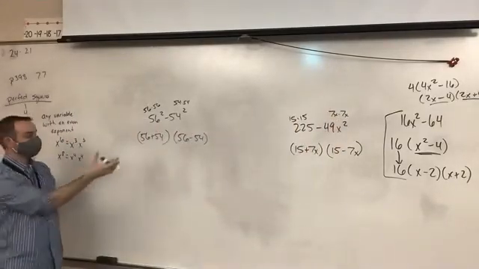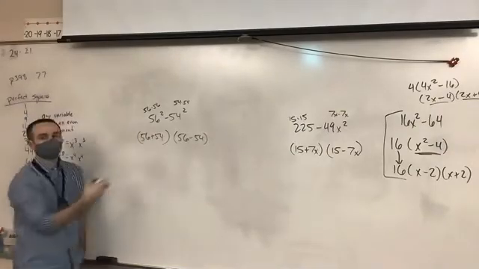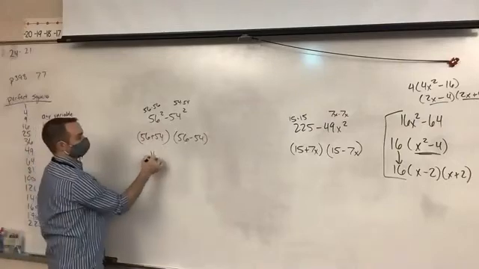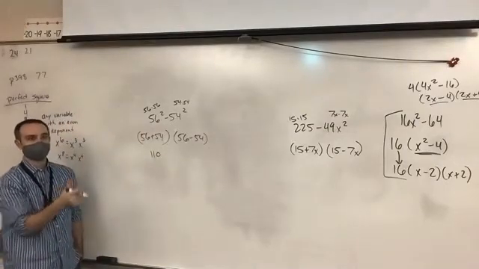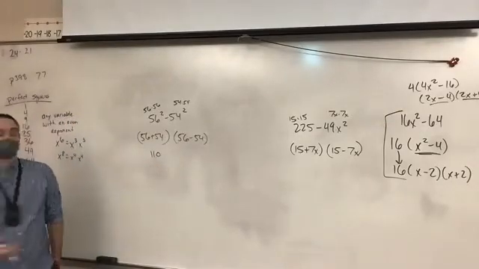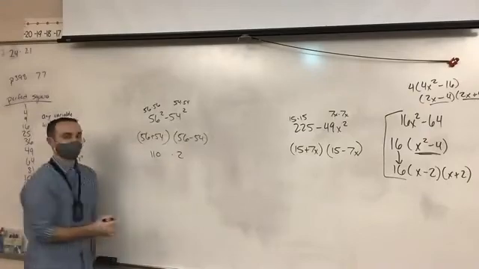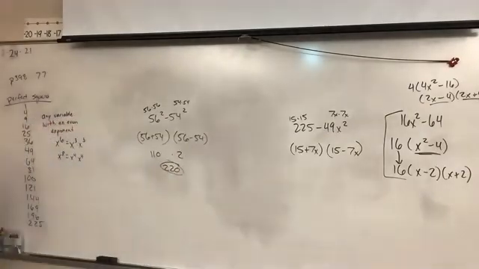Now, this is something that we should be able to do in our head. 56 plus 54 is 110. Hopefully you can get there: 50 plus 50, 6 plus 4. What's 56 minus 54? 2. Nice. So 110 times 2 is 220. So there's our answer. Wow. So that's the idea behind it.